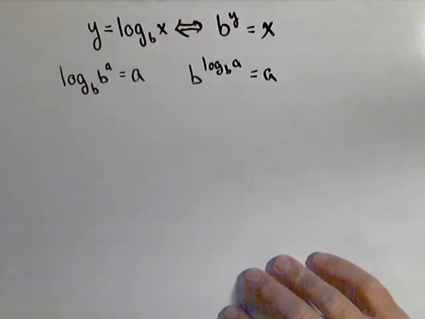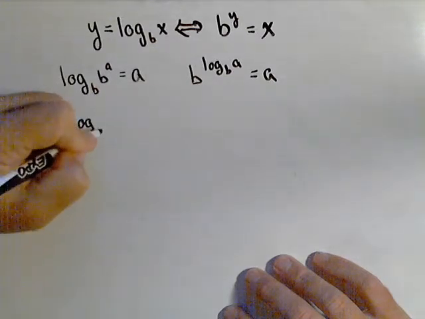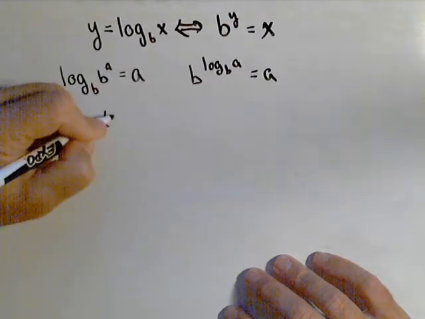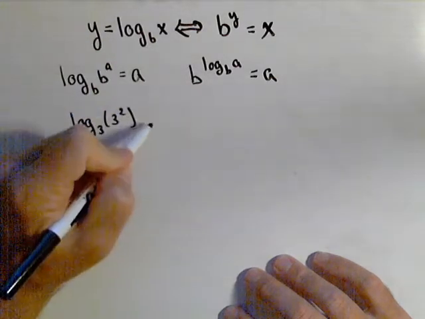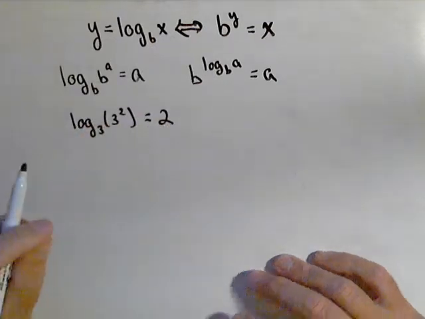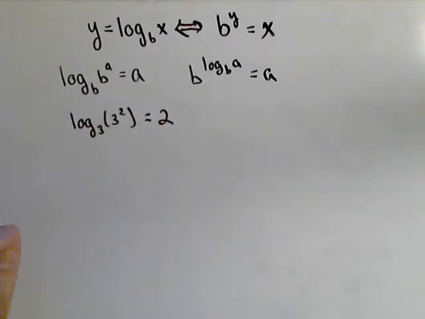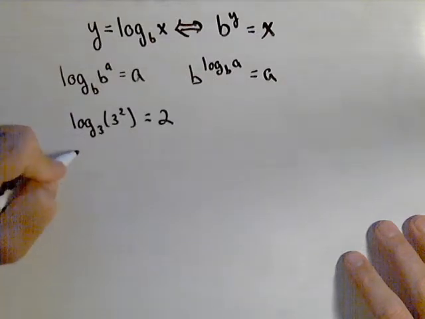So let's see how this property applies. If we have log base 3 of 3 squared, these bases are the same. We're composing inverses, so it's just simply equal to 2. We'll do a few more here just to get used to this.